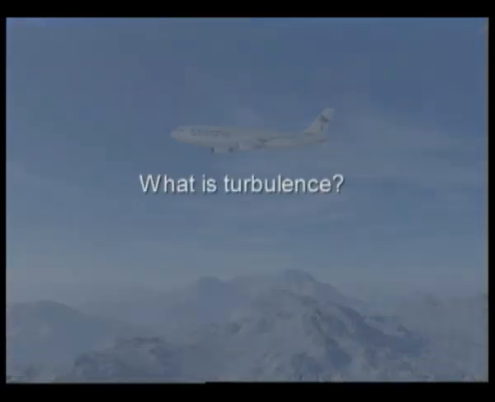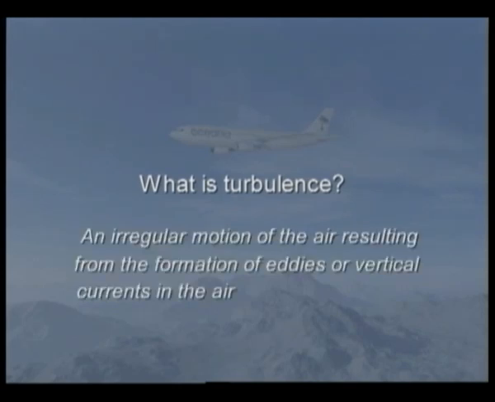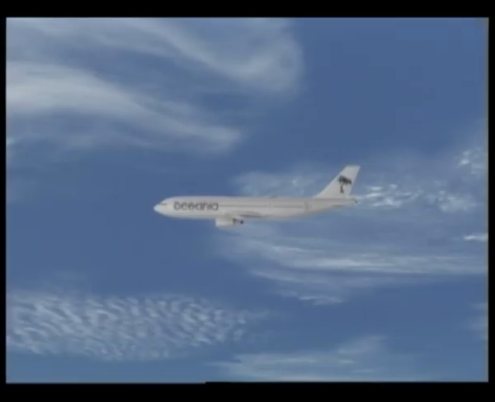What is turbulence? The formal explanation is that turbulence is an irregular motion of the air resulting from the formation of eddies or vertical currents in the air. Well, what are the causes of turbulence? There are several.